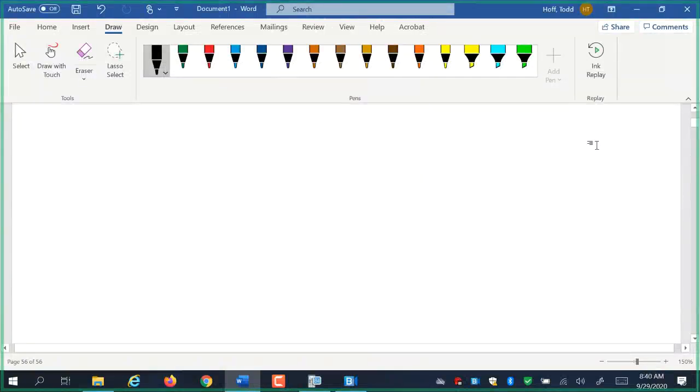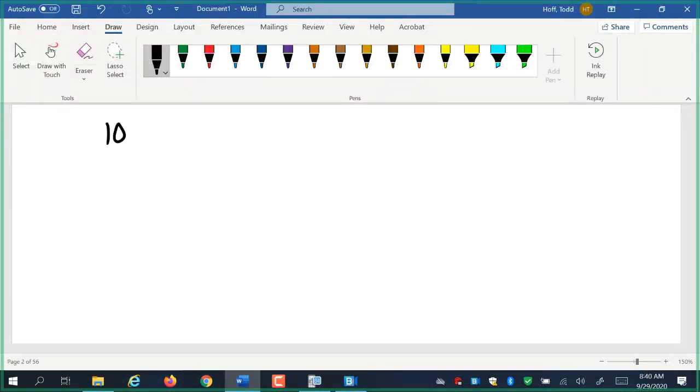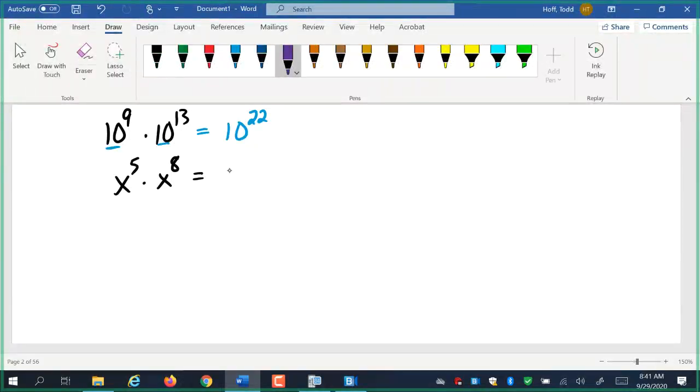Go up to a blank page, I guess. If I have 10 to the 9th times 10 to the 13th, again, I am multiplying exponents with the same base. They both have a base of 10. So my result is going to have a base of 10. I keep the same base, and I'm going to add the powers. 9 plus 13 is 22. It doesn't have to have a base of 10. It can be x to the 5th times x to the 8th. Those do have the same base. They both have a base of x. So my result has a base of x. And I add the powers. 5 plus 8 is 13. So it's x to the 13th.